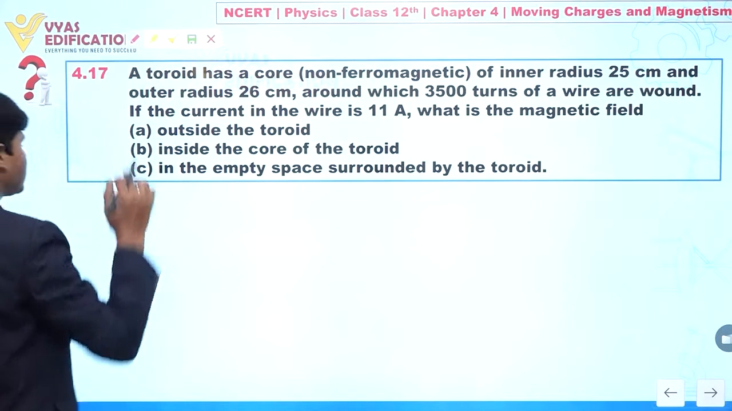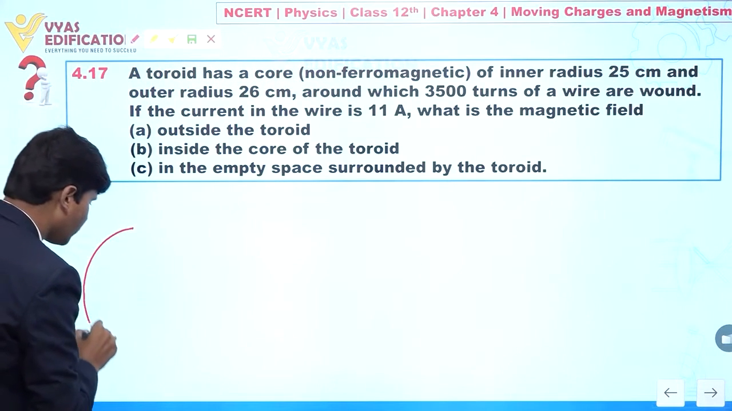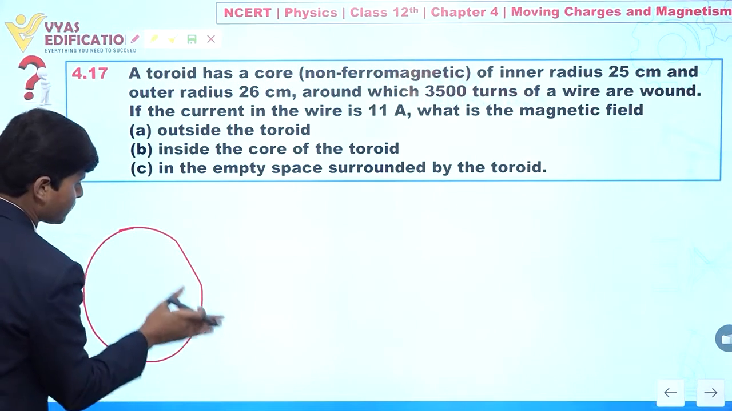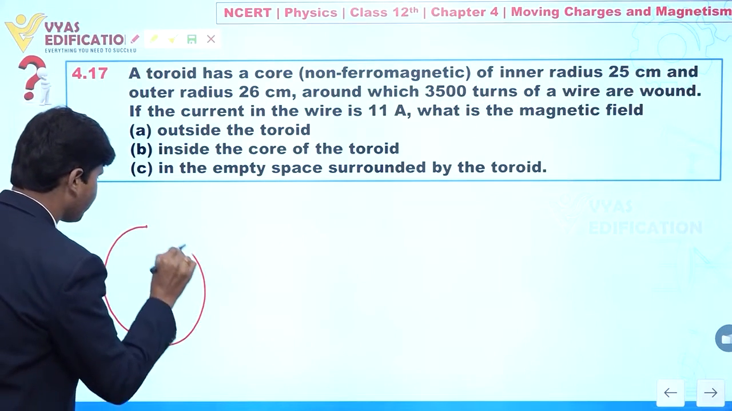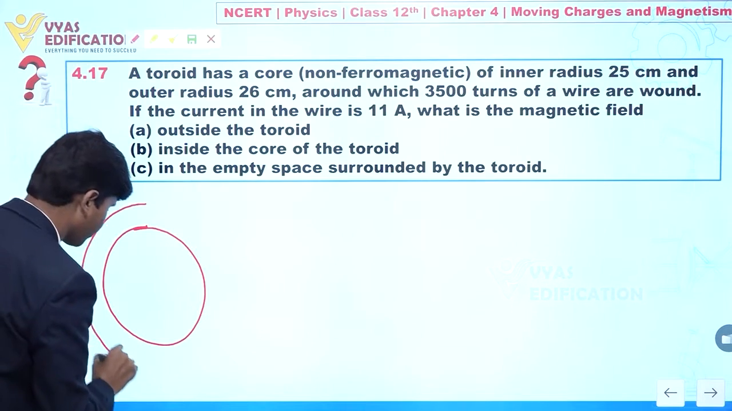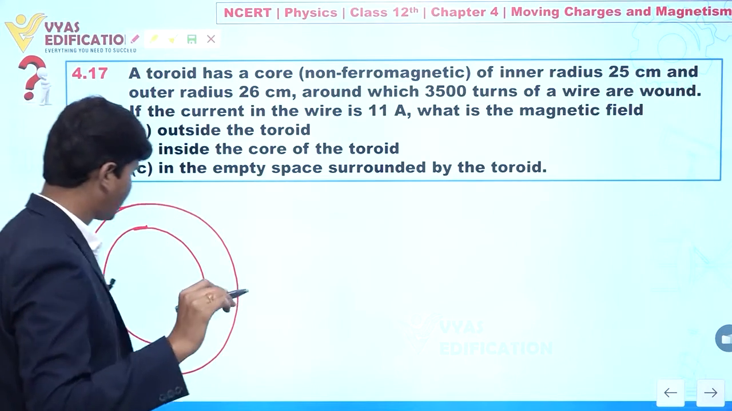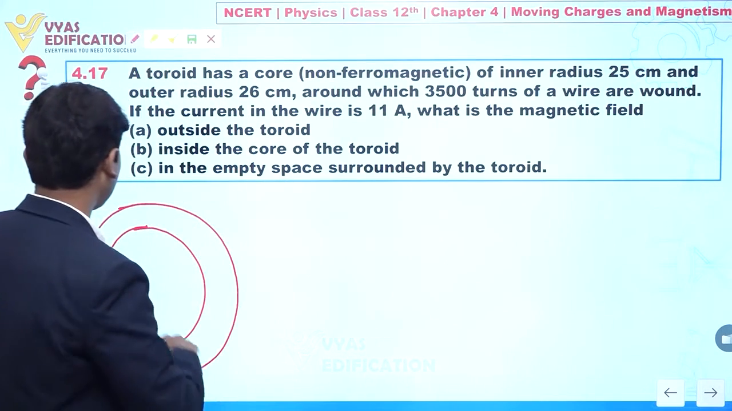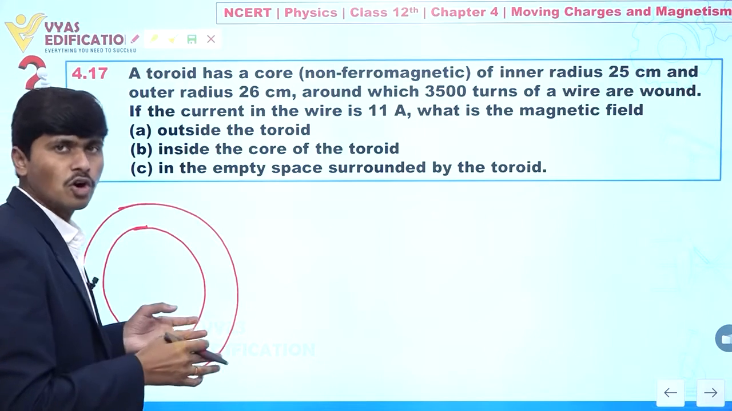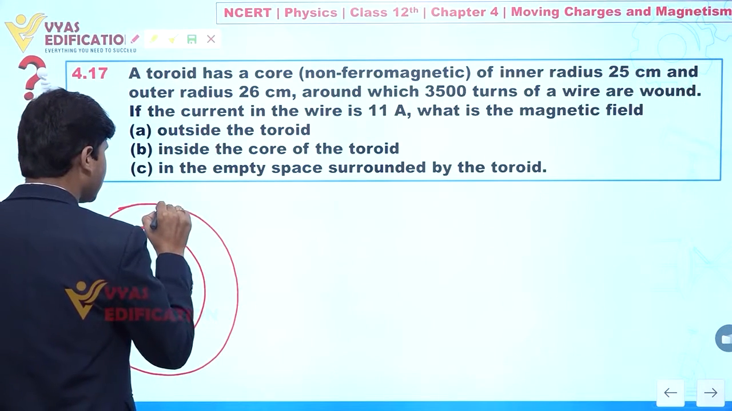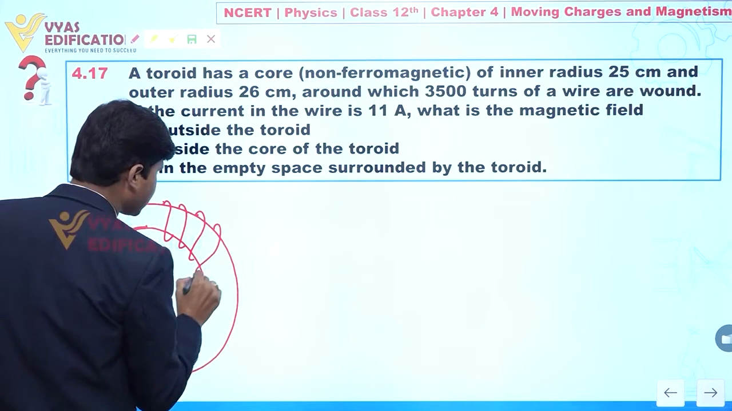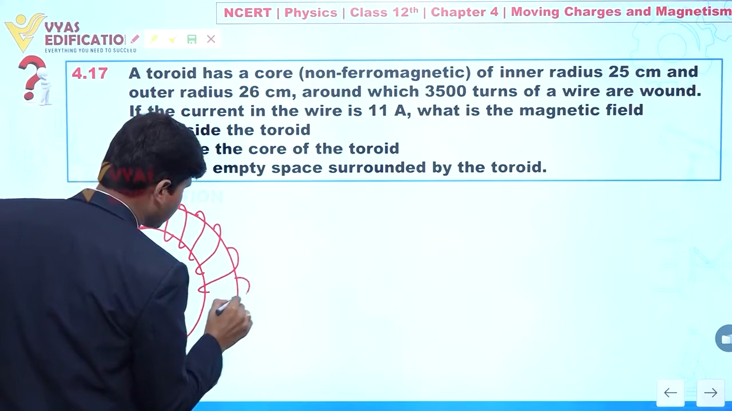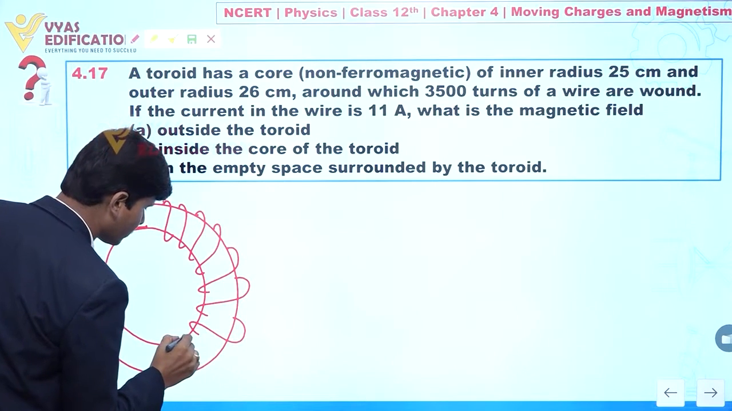Clear? So we can say a toroid is just like this. Let's suppose here we have an inner core like this. Just a minute. Let's suppose we have an inner core like this. Clear? So this one is the core of the toroid, and let's suppose the wire is going like this. So this structure is actually known as a toroid.